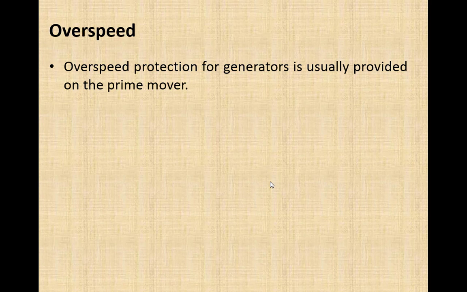So detection of overspeed is done with the help of some mechanical mechanism by measuring the speed or by using the frequency of output induced voltage. That is also an indication of overspeeding. So in case of overspeed, protection would be provided on the prime mover side. So the obvious protection will be to just shut down the prime mover, remove the mechanical power from the prime mover.